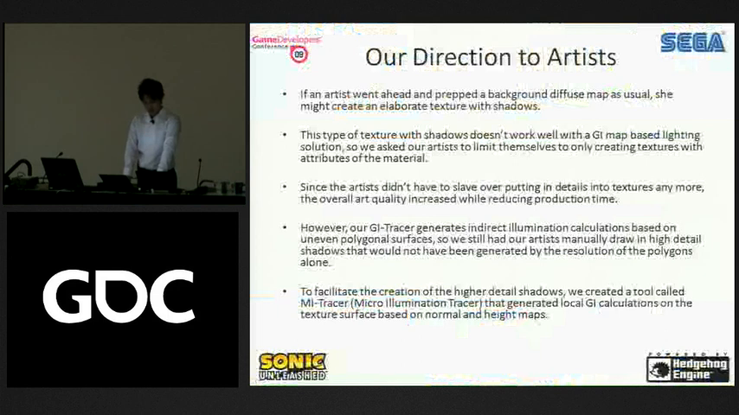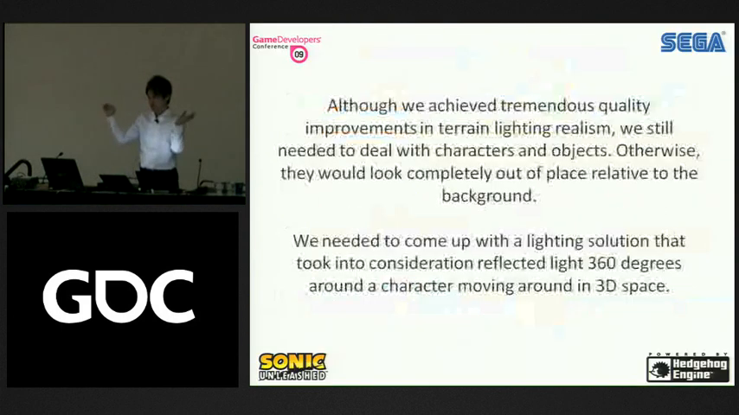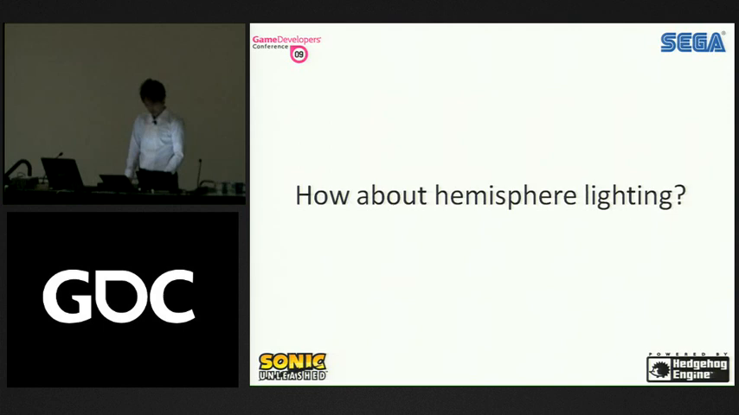Now, Chapter 3, Global Illumination Algorithm for Characters and Objects. Since we achieved tremendous quality improvements in terrain and lighting realism, we still needed to deal with characters and objects, otherwise they look completely out of place relative to the background. We needed to come up with a lighting solution that took into consideration reflected light 360 degrees around the character moving around in 3D space.